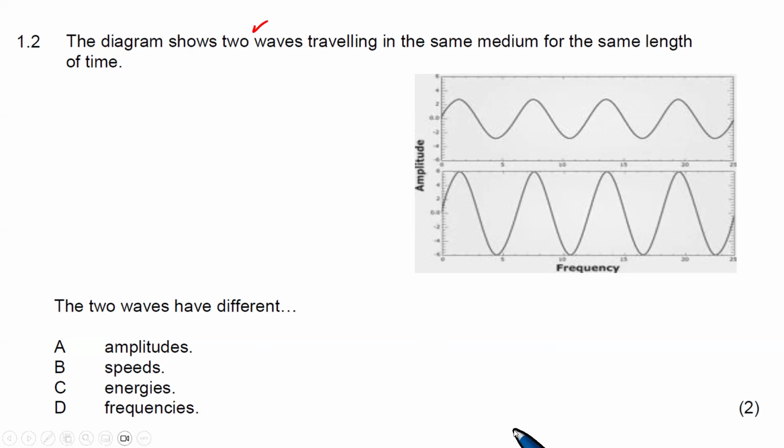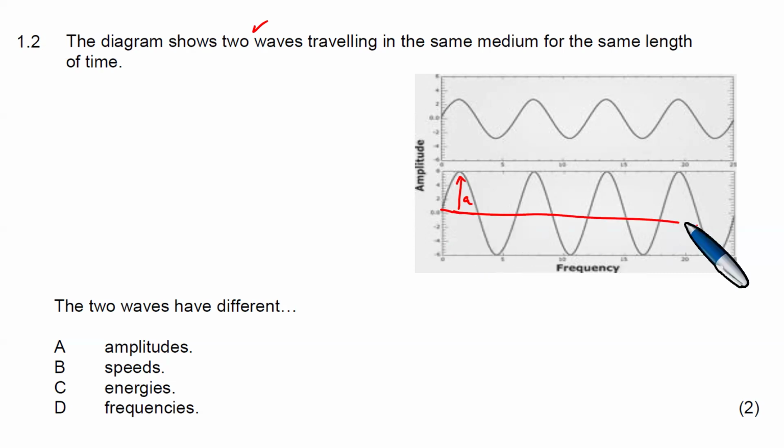Anyone home quickly, before I give the answer? Which one do you think is the answer? Please come again. Frequency. Okay, that's fine. But what we're sure of is that with these 2 waves here, the distance from here to there is the amplitude.